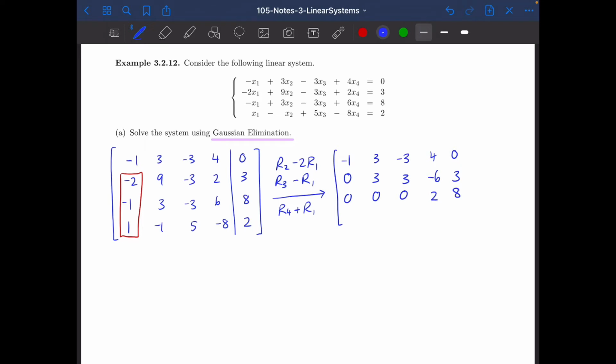In the fourth row, we have 1 plus -1, that's 0. That's good, we want that 0 there. -1 plus 3 then gives me 2. 5 plus -3, that's 2. -8 plus 4, that's -4. 2 plus 0, that's 2.